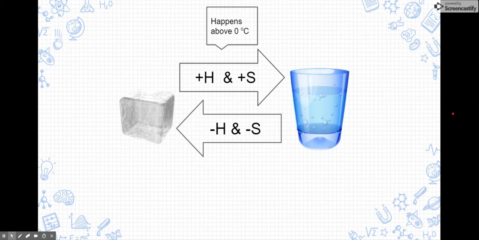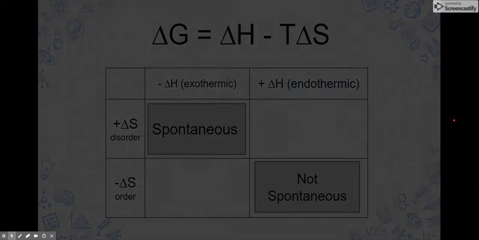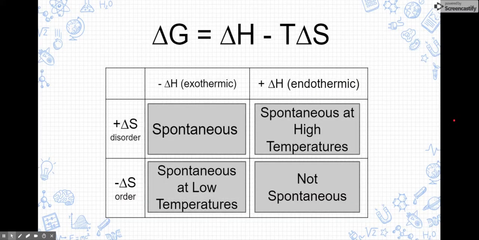Now, how about the opposite? When does the opposite happen naturally? Well, it happens in the middle of the winter, when this happens below 0 degrees Celsius. If we take a glass of water and put it out in the middle of the winter, it's going to spontaneously go back into ice. So in this case, it's negative delta H. The enthalpy, we're losing energy because the energy is being taken away and it is becoming more solid. It's also becoming less disordered. We're going from chaotic water molecules to a little bit more ordered ice cubes. So we can fill in the other parts of our table. Both of these can be spontaneous. It just kind of depends on the temperature.